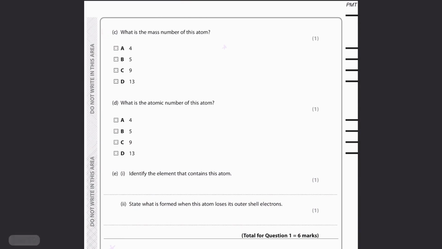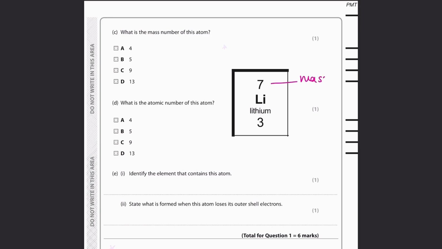C, what is the mass number of this atom? Let's revise both mass number and atomic number because it's asked one after the other. I'm just going to take an element from the periodic table completely by random. I'm going to take lithium. In any element you find in the periodic table, you're going to see a big number. This big number is the mass number. And then the small number is called the atomic number.